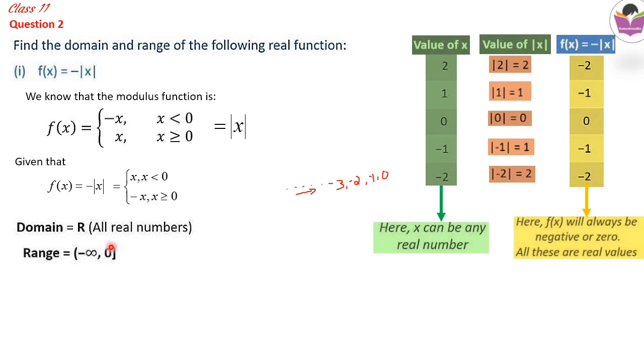Here after 0 it is a square bracket, which means 0 will be there as an output value. But minus infinity has an open bracket, meaning any number which is close to minus infinity but not minus infinity itself. That's why the open interval is given here, and the closed interval is mentioned here because 0 is included. So this is the range.